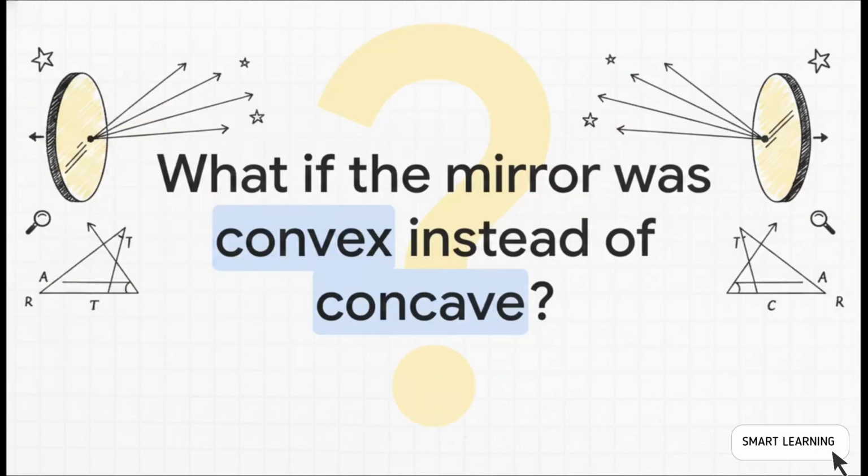We've successfully reverse engineered the formula using a concave mirror setup, which is awesome, but it leaves us with a pretty fascinating puzzle to ponder. How would this geometric derivation change if the mirror were convex instead of concave? Think about how those similar triangles would shift around.